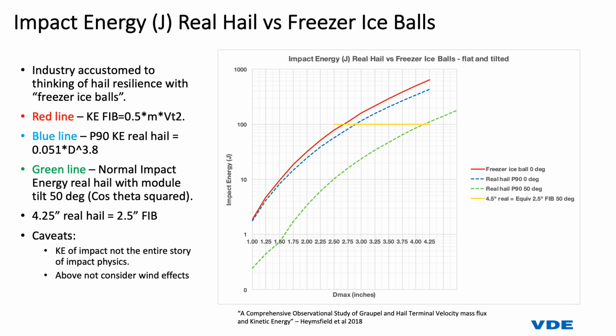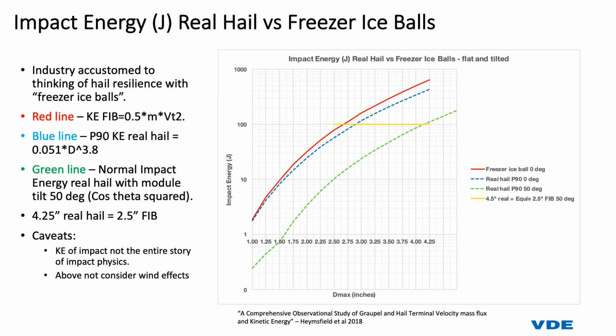Following the literature, we can plot the kinetic energy of naturally occurring hail and compare that to the kinetic energy of freezer ice balls of the same diameter. That is, granted the lower kinetic energy of naturally occurring hail, we can determine the diameter of freezer ice ball that has the same kinetic energy as naturally occurring hail, in this case by drawing a horizontal yellow line on the graph from the blue dashed line to see where it intersects with the solid red line for the kinetic energy of freezer ice balls.